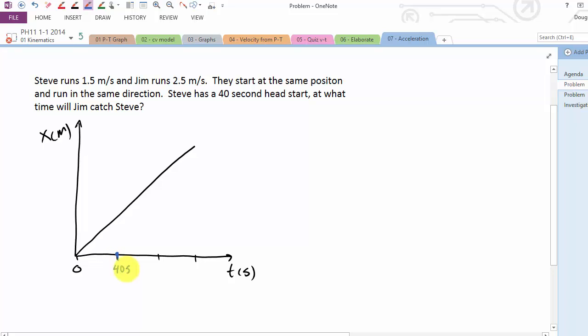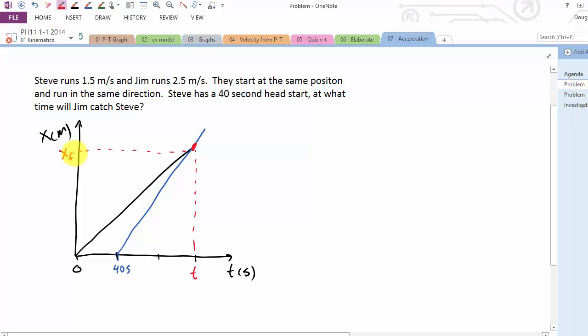The way this works is, if you can imagine a stopwatch, Steve starts when you start the stopwatch, and then when the watch hits 40, that's when Jim starts. And he runs like this. And they meet at some point. This is the time that it takes for Jim to catch Steve. Call that time t, and we'll call this position xf. That's the final position.